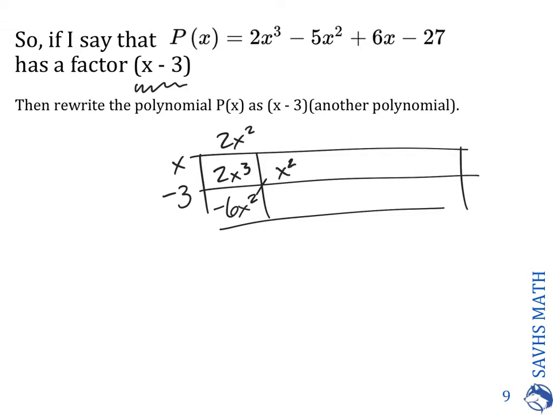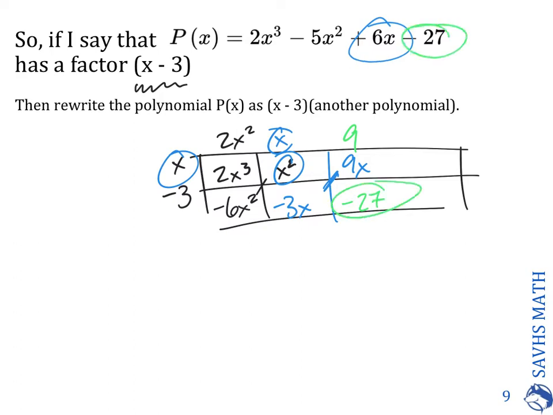Then I'm going to have to put an x here so that x times x gives you x squared, which makes me have a negative 3x here. I don't want negative 3x though. I want 6x. So what do I have to add? I have to add 9 more. Okay, so then I have to have a 9 here, which means that I have to put a negative 27 here. And now this matches this, and so that's how you know that I'm done.